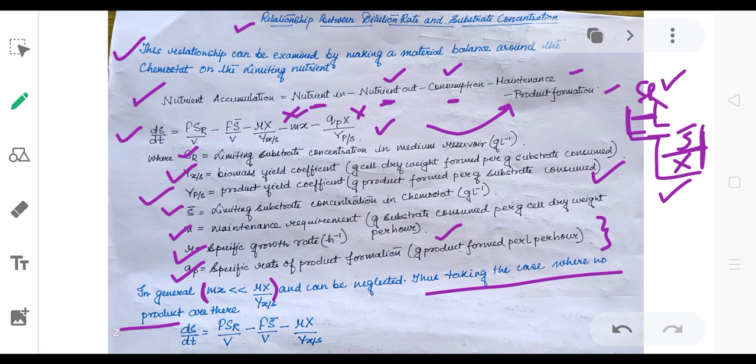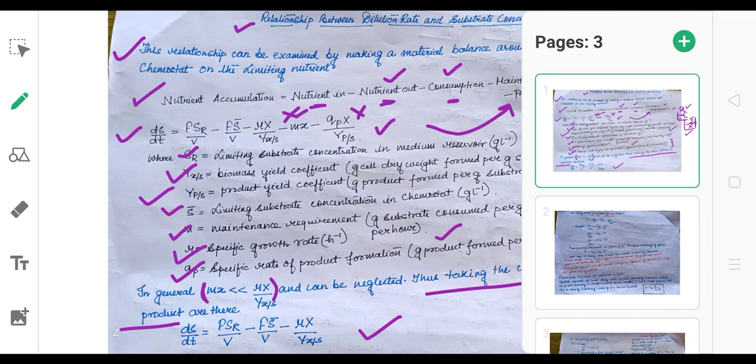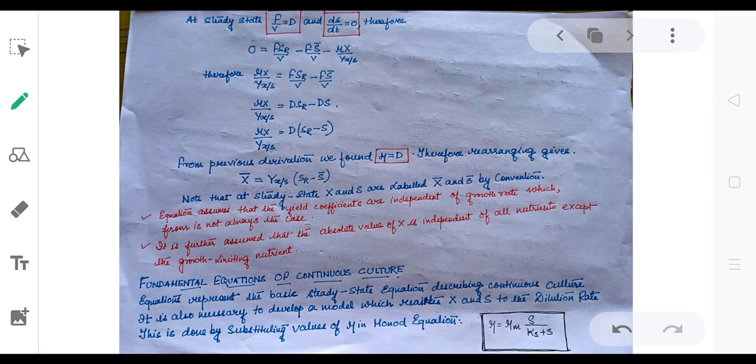That is, dS/dt is equal to F·SR/V minus F·S/V minus μx/Yx/s. That is simply nutrient in, nutrient out, and your consumption. So nutrient out and your consumption will be subtracted from nutrient in to find out the substrate concentration. So this is basically the simplified version of the equation.